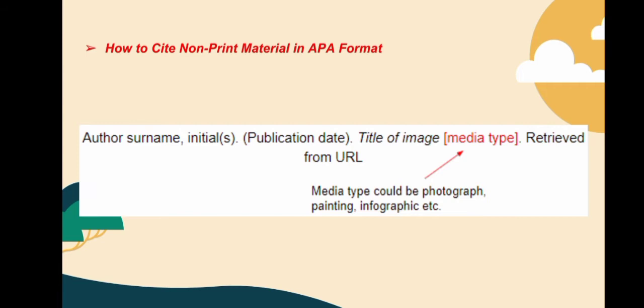So in the example, we have Millais, J.E., 1851-1852. Then we have Ophelia, painting. Painting will be the media type of the image that we used. And then we add retrieved from, and we add the link from where we retrieved it.